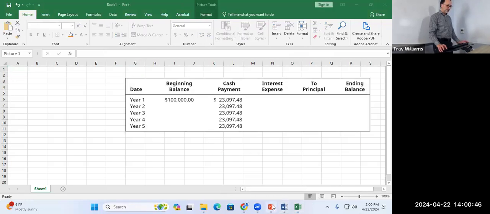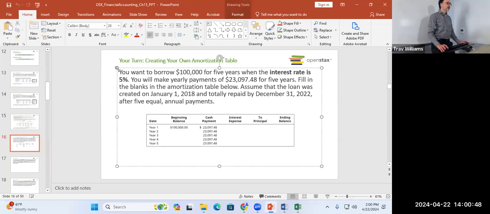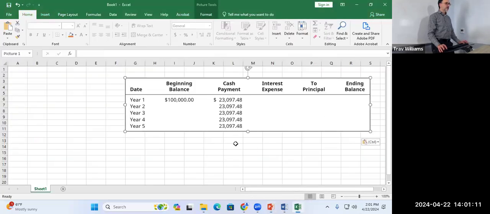Okay, and let's see what it says here. You want to borrow $100,000 for 5 years. So we see the 100,000 here, right? And we see 5 years. The interest rate is 5%. This is the amount of the annual payments. We see the amount here. And we just need to amortize it based on a 5% interest rate. Okay, let's do that together.